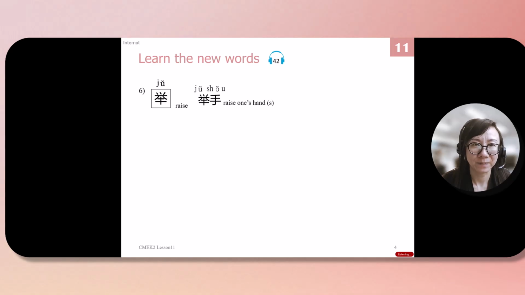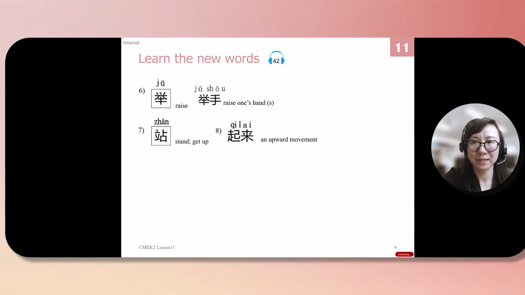举手 raise one's hands. 站 stand or get up. 起来 an upward movement. And then we can connect 站 and 起来 together to make one verb phrase, 站起来, stand up.